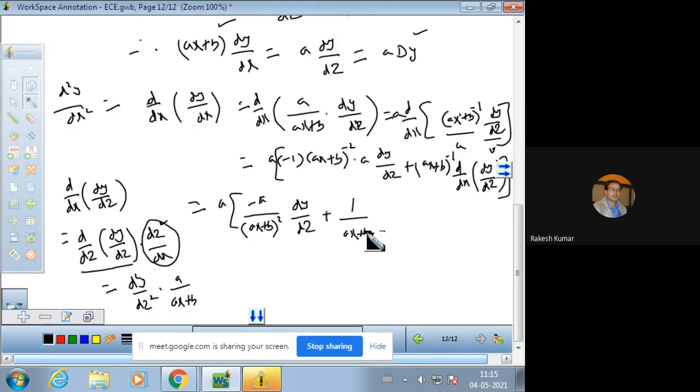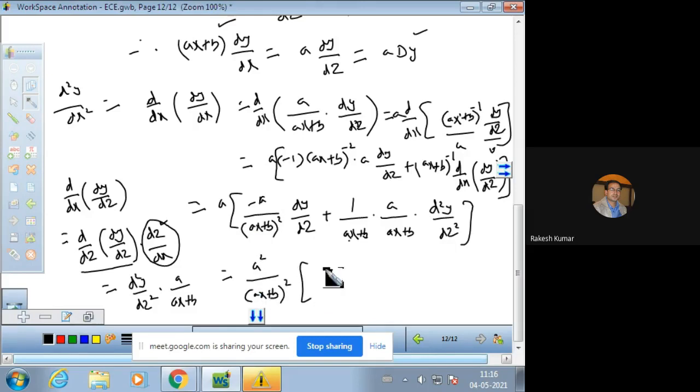So 1 over ax plus b is this one, and into this value a over ax plus b into d square y by dz square. So you can take common. After taking common, the term is a over ax plus b whole square. So a times a will give you a square over ax plus b whole square. Inside you will have d square y by dz square minus dy by dz.